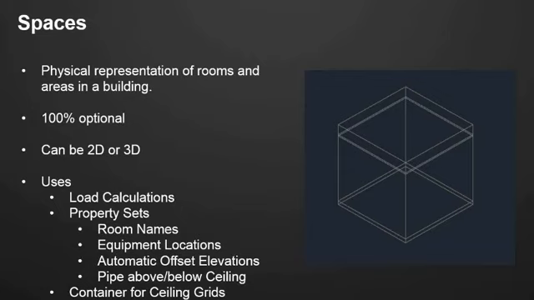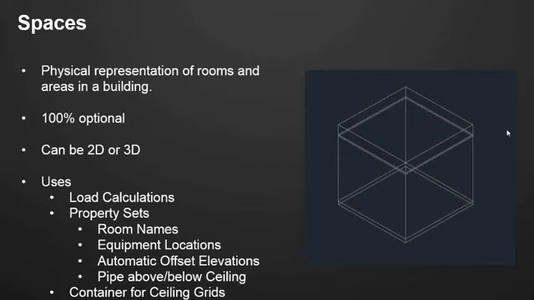Another use, since spaces do have ceiling information in them, mainly the elevation of the ceiling, you can report whether your piping is below the ceiling or if it's above the space, or into the slab above it. All of this is done through the use of property sets. Because a pipe knows what space it's in, as it goes through a space, it can grab that ceiling elevation, compare it to its current elevation, and report if it's above or below the ceiling.